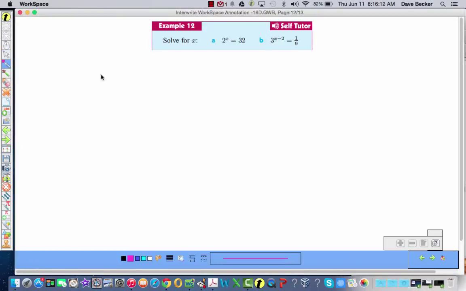All right, so part A. I have 2 to the x equals 32. So I have a base of 2. There's nothing I can do with that. So what I'm thinking here is, can I rewrite 32 with a base of 2? I certainly can. 2 to the x equals 32 can be written as 2 to the 5th. Same base, therefore the exponents must be equal.